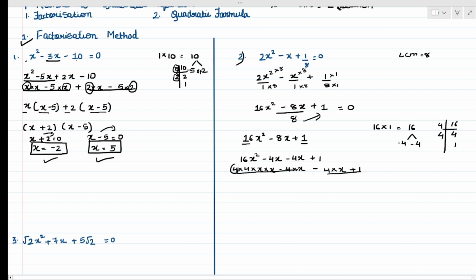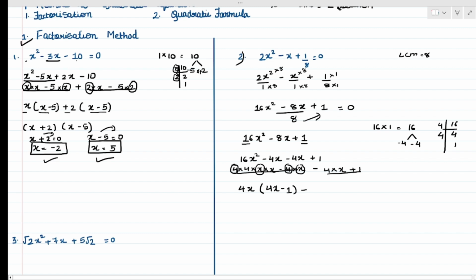What is common with me? 4 and 4 is common. So take out 4 common. What is common? x and x is common. That means x will come in common. What am I left with? 4x minus. Is anything left over here? No, nothing is left over here. So when you are left with nothing, you have to write over there 1 minus.